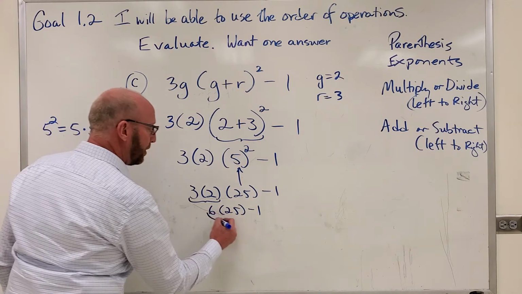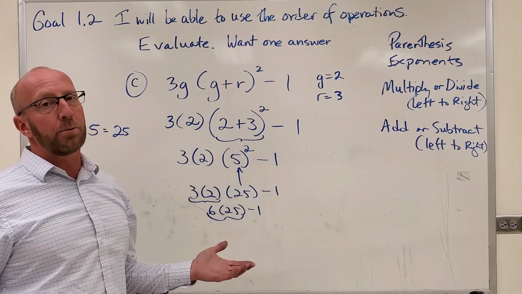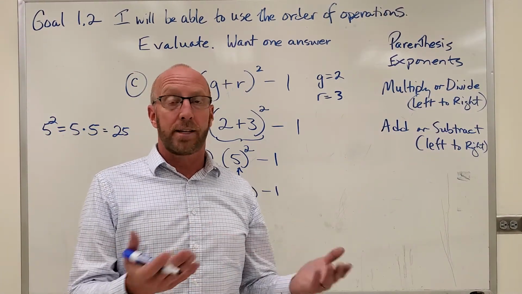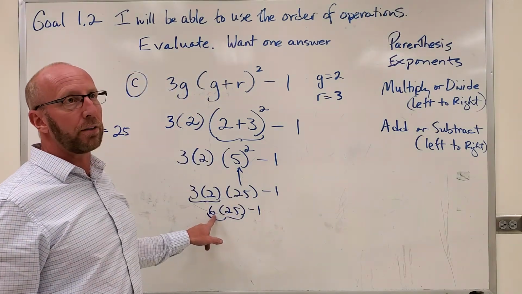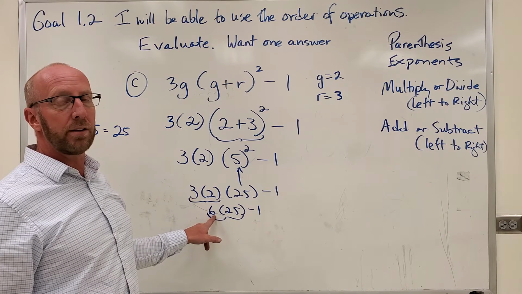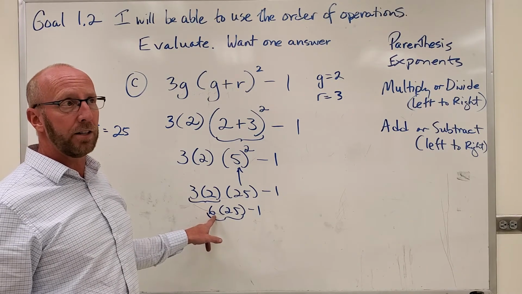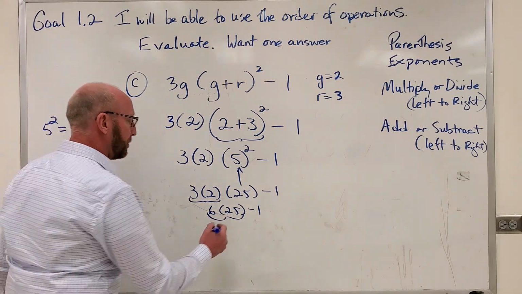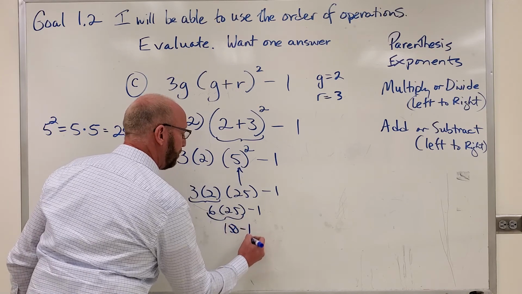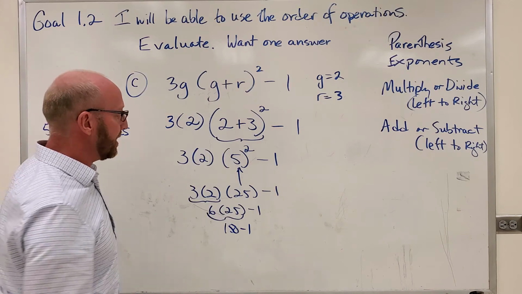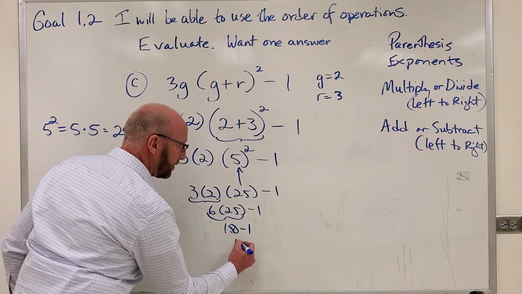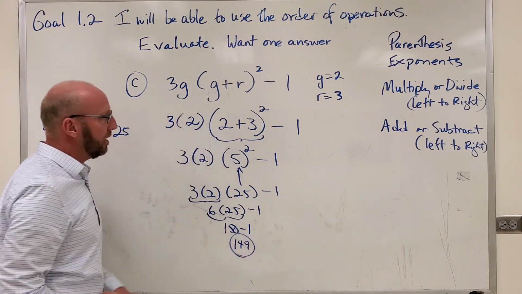So 6 times 25. Well, think of this. That's a hard one maybe, but 25 is like 25 cents, which is a quarter. How much is 6 quarters worth? 6 quarters is worth $1.50, 150. So 6 times 25 is 150. Take away 1. Now I can subtract. It's my last thing to do. 150 minus 1 is 149.